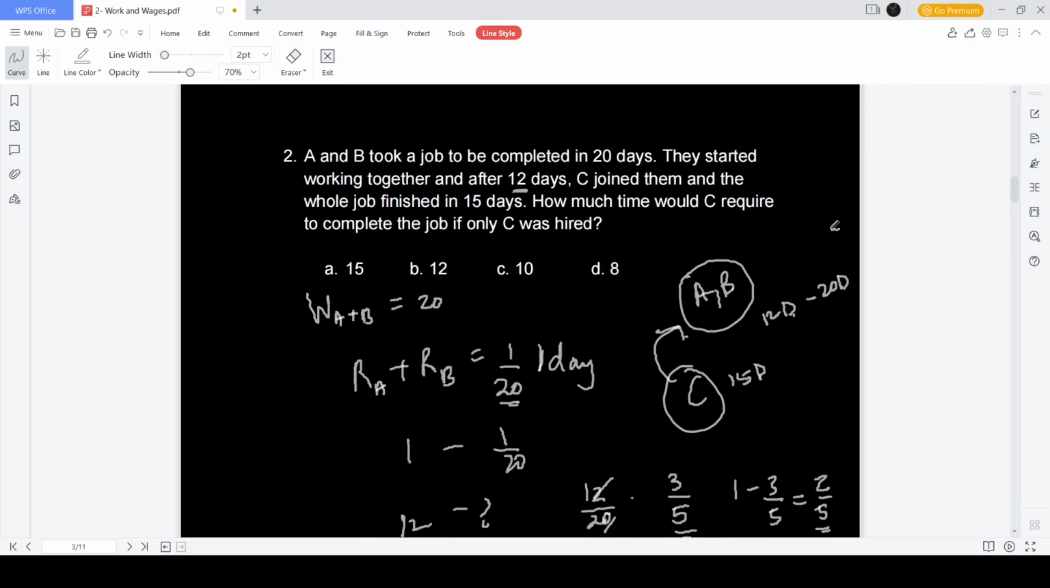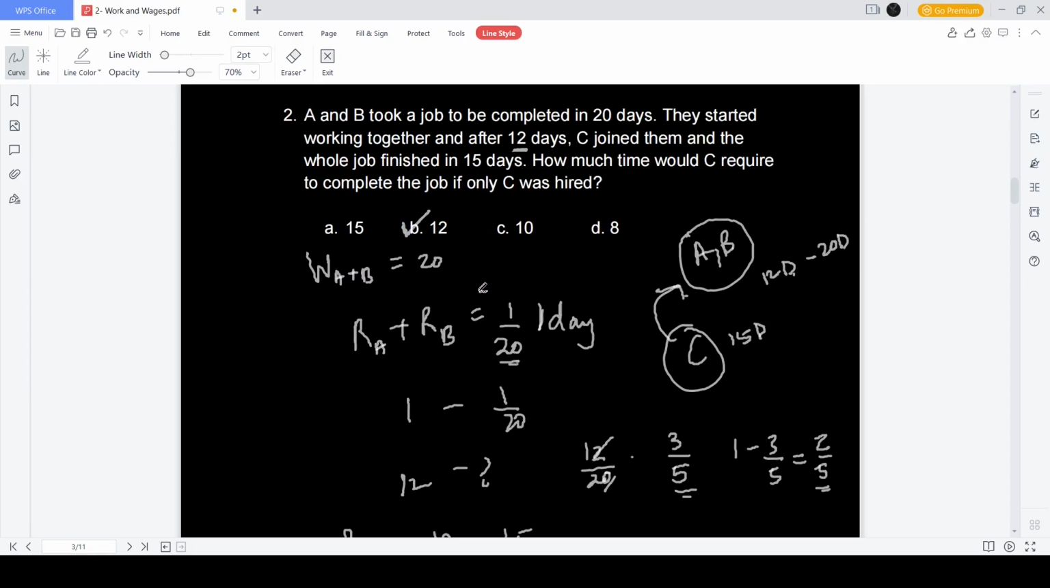Hence, if C only was hired, it would take her or him 12 days to finish the job. Okay. Again, what we did from the starting, we found out the rate of A plus rate of B.